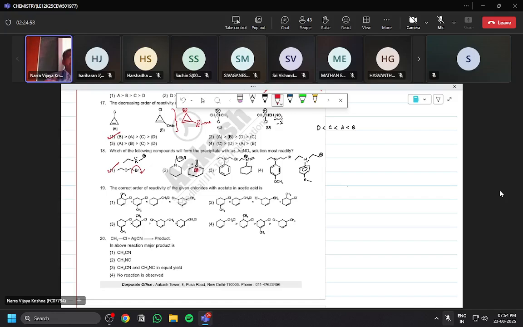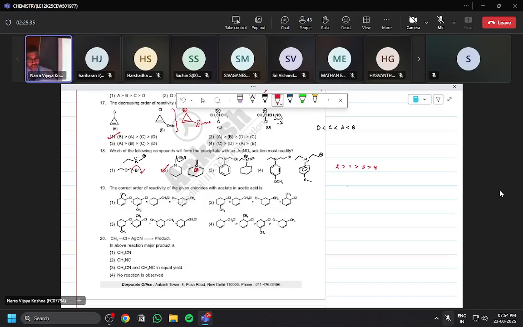Nitrogen's lone pair is in 2p, oxygen's also in 2p, but compared to oxygen, nitrogen is less electronegative. So compared to oxygen, nitrogen will donate electrons readily. Correct? So here also satisfied octet is possible. So 2 greater than 1 greater than 3 greater than 4. That should be the answer. In both cases, I am getting satisfied octet. Compared to oxygen, nitrogen can donate electrons more readily, so octet got satisfied here also.